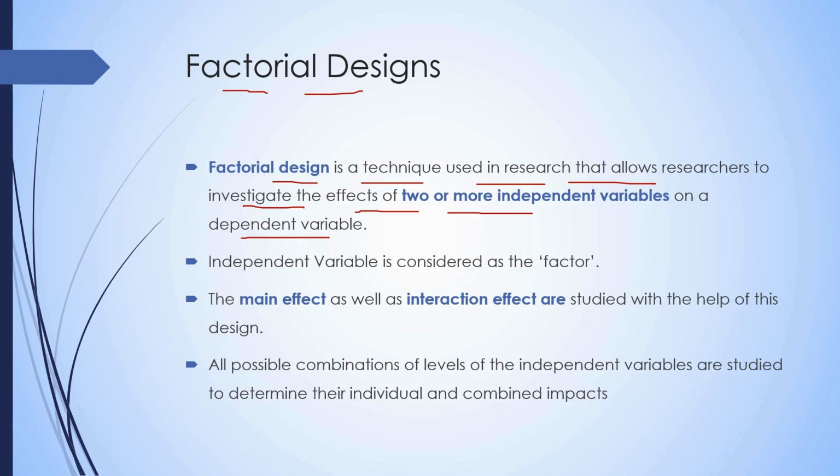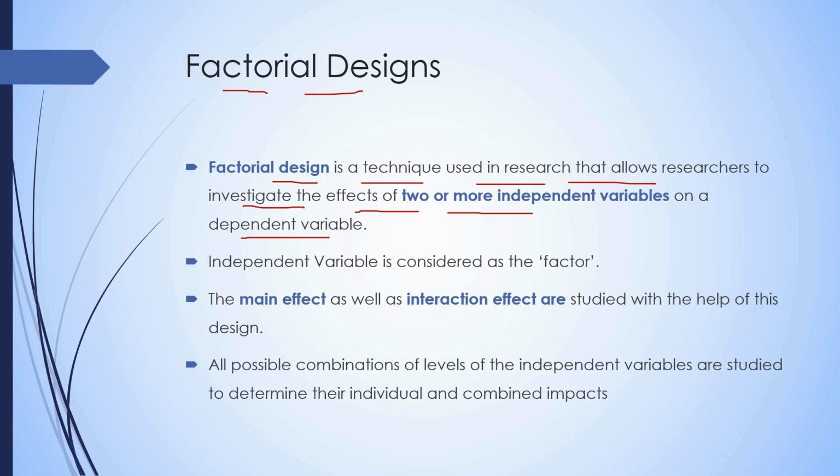So if we have to make this into a factorial design, we need two independent variables. So let's add one more independent variable here. That would make it, for example, to study the effect of drugs and therapy on depression score. So now I have added another independent variable here, which is therapy. So now this qualifies for a factorial design study.